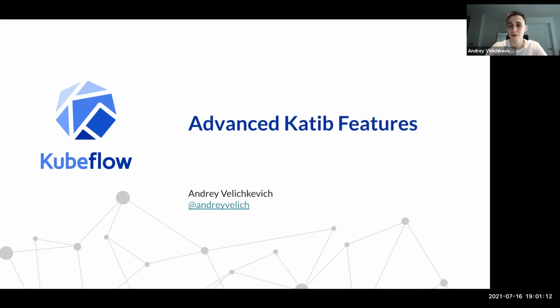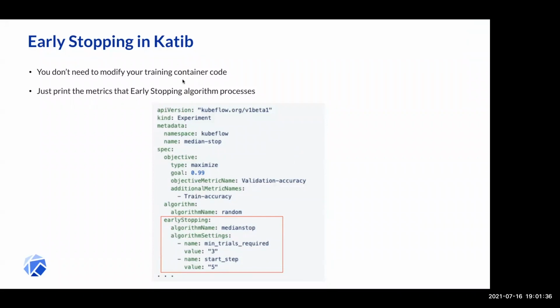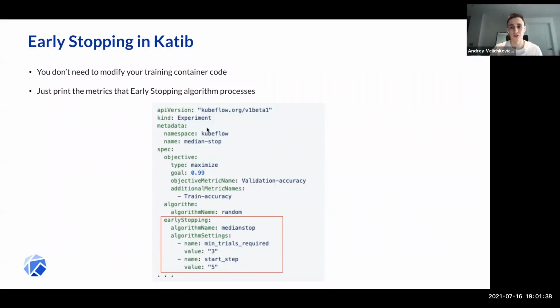And here we are talking about advanced Katib features, which we briefly touched on in this summit before, but we will speak more about them. We will show a couple of demos of how you can use them, and we will also see how to perform different experiments and examples. The first thing I want to discuss is early stopping, and especially how to use early stopping in Katib. So what is early stopping in general?